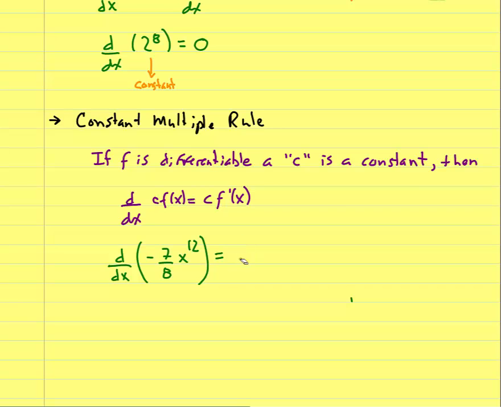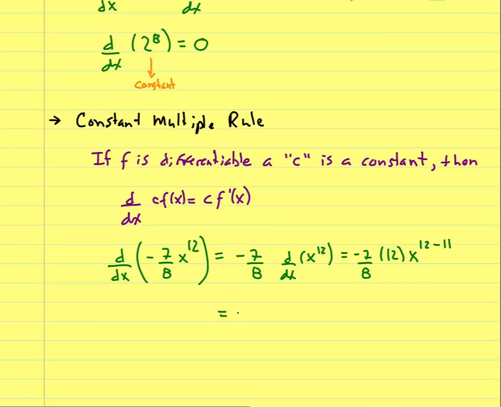To get started, the constant multiple rule says I can take the constant that's out front and pull it clear out front of the derivative. So I could pull out negative 7/8, and then I'm left with the derivative with respect to x of x to the 12th. That's what I'm left with. So dragging along negative 7/8, you'd bring the 12 down and then decrease the exponent by 1.